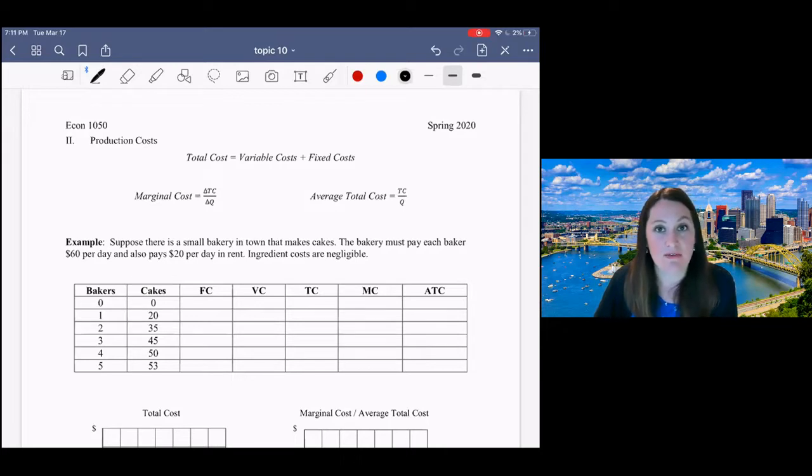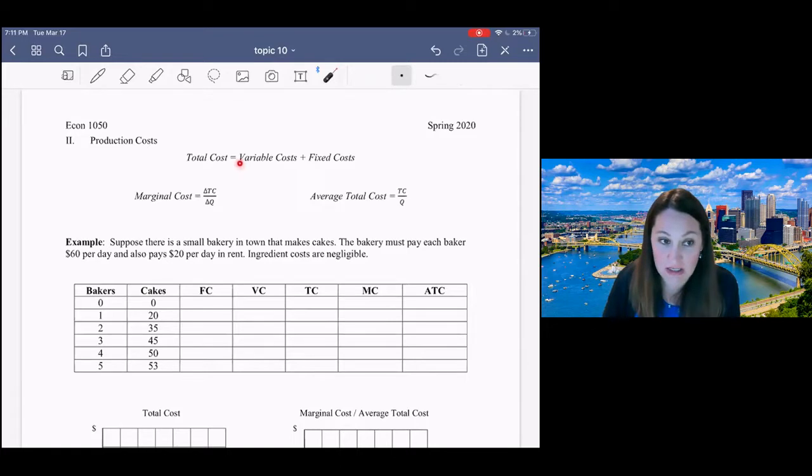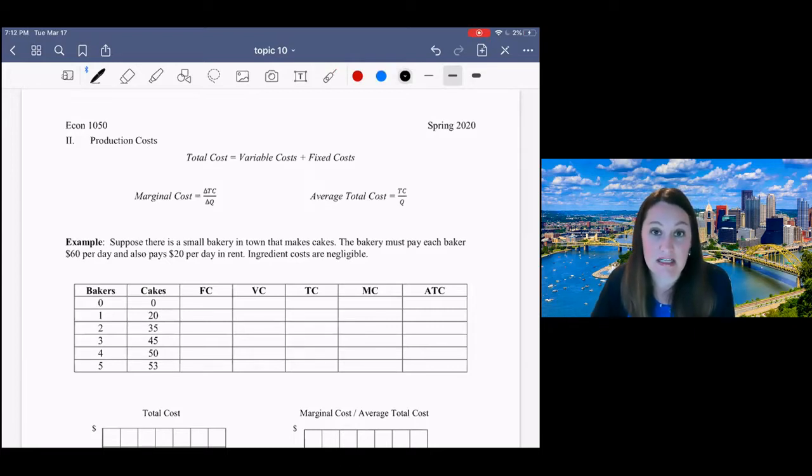We're going to describe a firm's costs in a variety of different ways. In this video, we're going to focus on 3 different cost concepts. That's going to be total cost, marginal cost, and average total cost. And total cost, it's probably the simplest here, is basically just all of the costs associated with production added up.